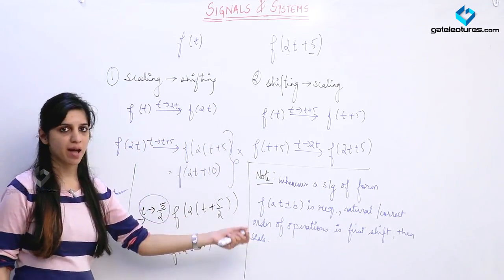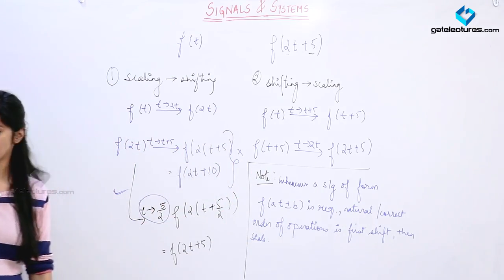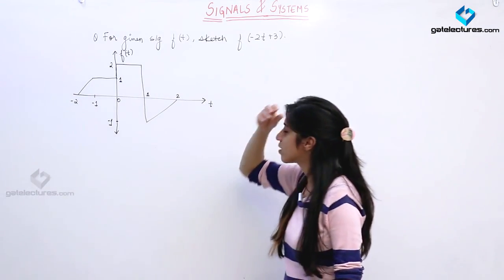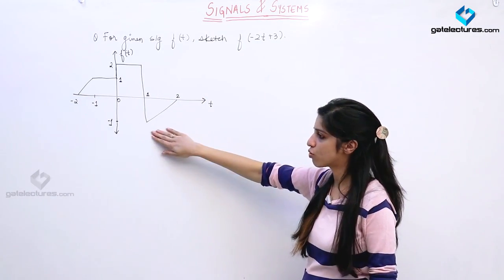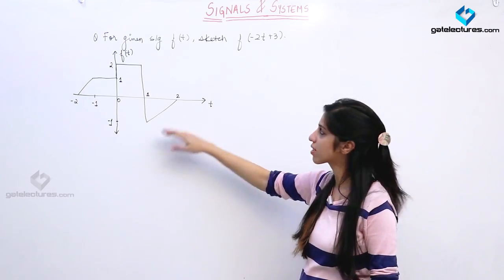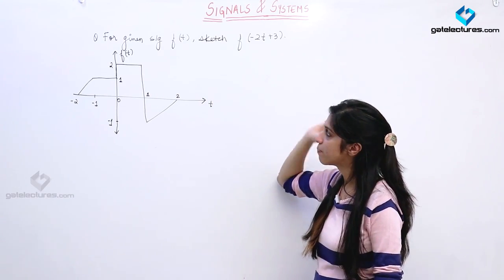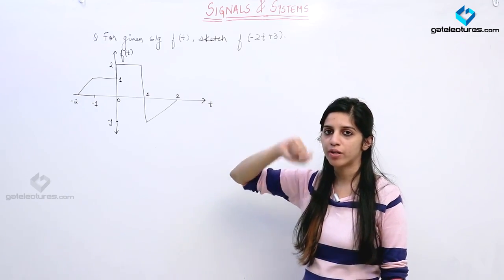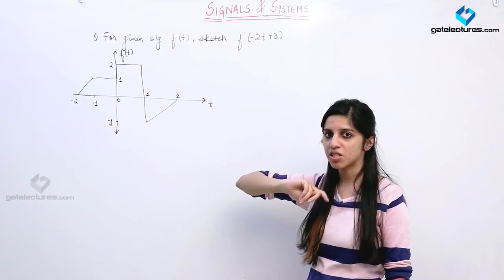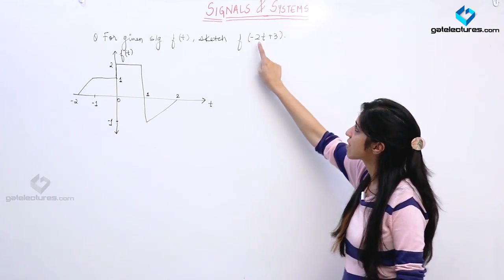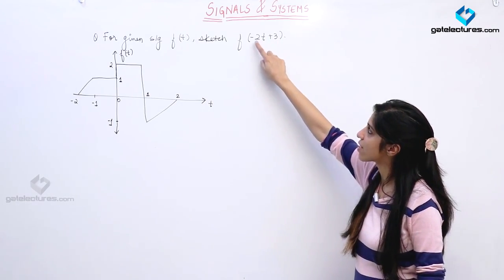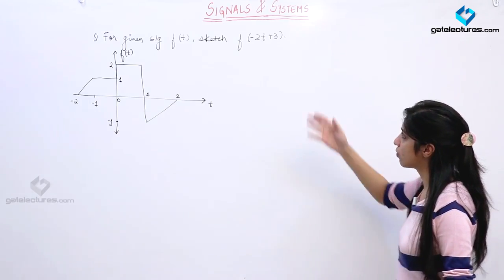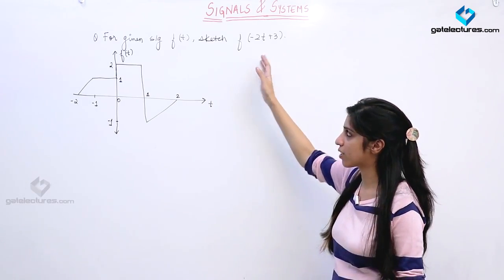We are going to look at an example for this concept now. So we are given a question. They have given us a signal f of t, which looks like this, and they are asking you to sketch f of minus 2t plus 3. Now see, the signal that you are required to obtain involves operations on time: time scaling, time shifting, as well as time reversal. So it involves all the operations on time that are possible.